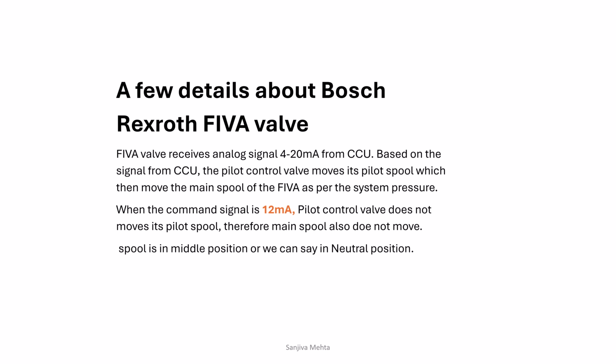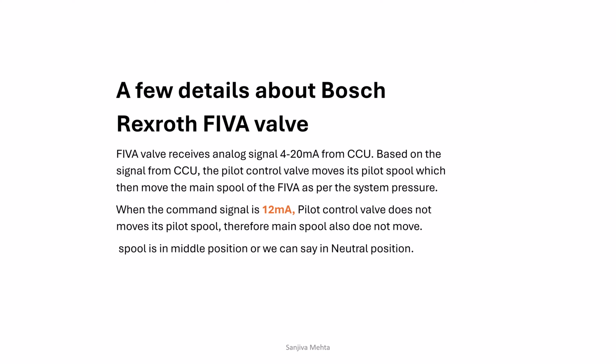In detail, we'll talk about Bosch Rexroth FIVA. FIVA receives a 4 to 20 milliamp analog signal from the CCU. Based on the signal from the CCU, the pilot control valve moves its pilot spool, which then moves the spool of the FIVA as per the hydraulic coil, which allows oil to enter the main spool.